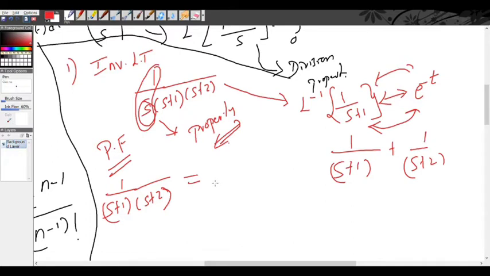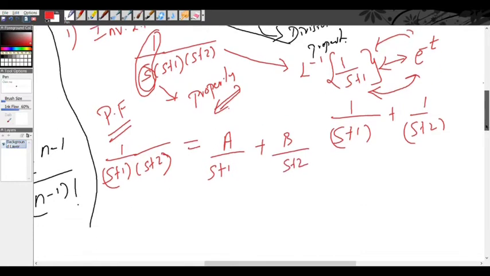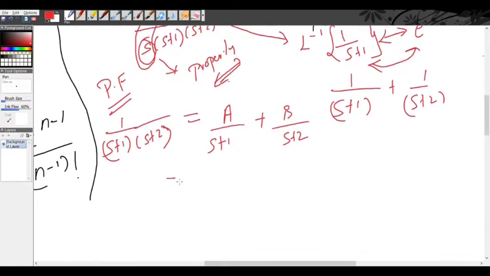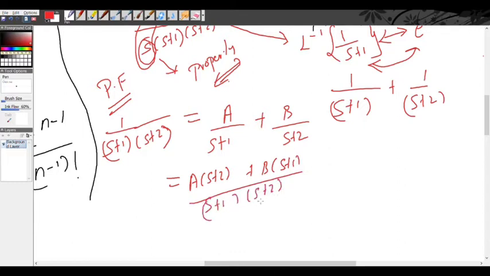So how will you do it? I hope you remember doing partial fractions. A by s plus 1 plus b by s plus 2. How will you write this? Take the LCM and all. Please do it on your own, please do not copy. A into s plus 2 plus b into s plus 1, over s plus 1 into s plus 2. So finally I will be equating this and that.